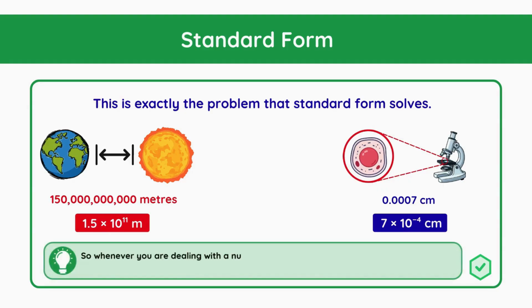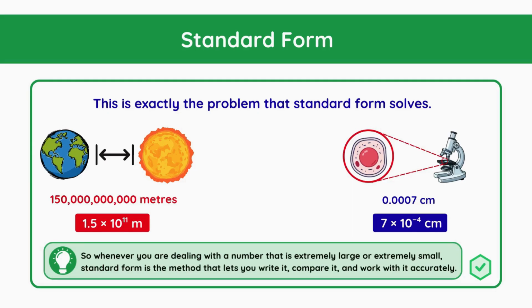So whenever you are dealing with a number that is extremely large or extremely small, standard form is the method that lets you write it, compare it, and work with it accurately.